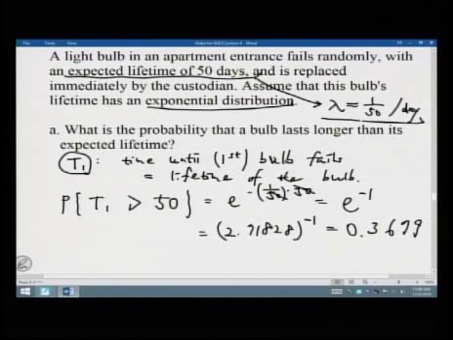0.3679? Okay. So it is 0.3679, round off. So that's the answer. That's the probability that a light bulb lasts longer than its expected lifetime of 50 days.